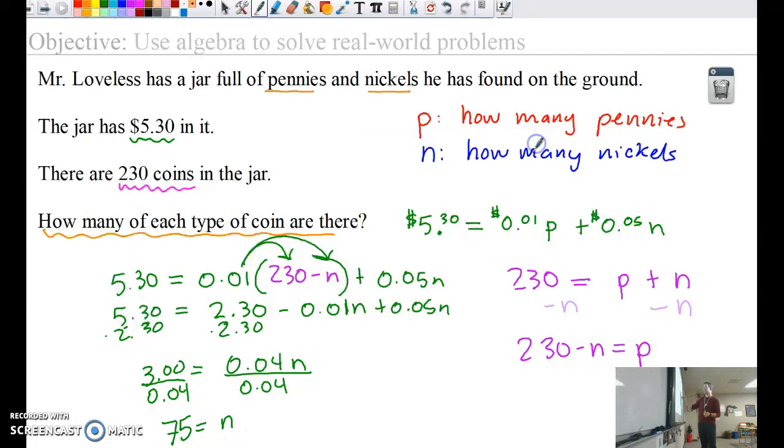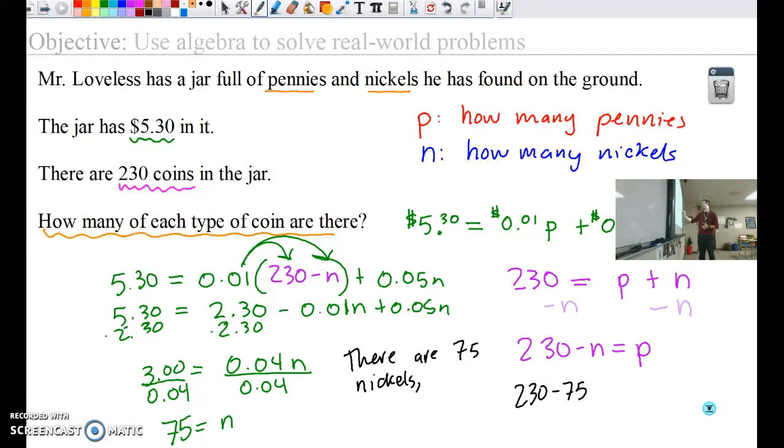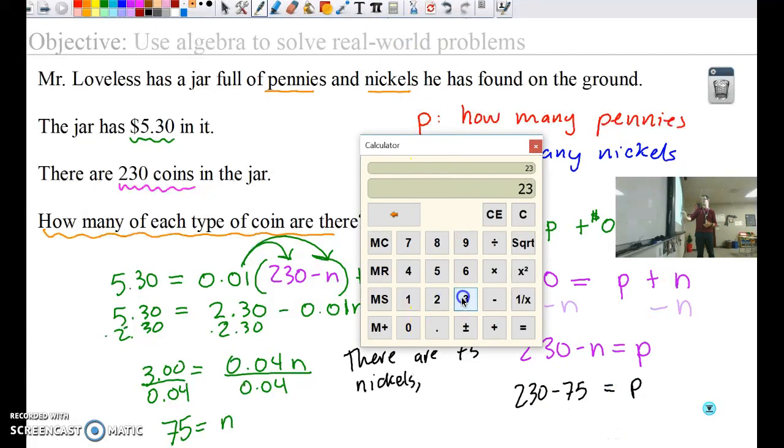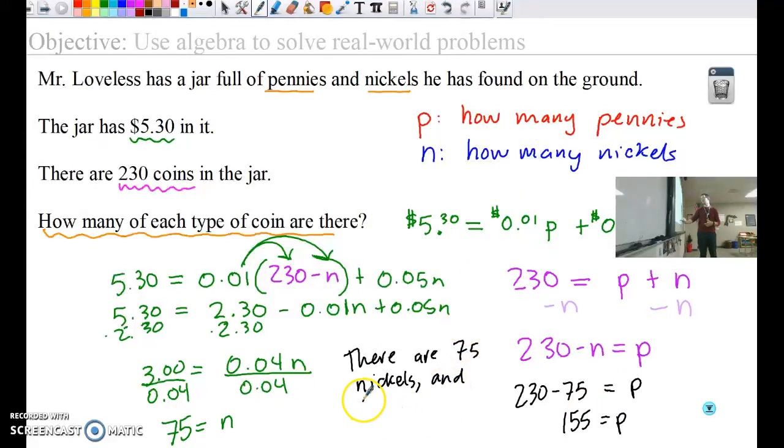What does that mean? Well, n is how many nickels there were, so there are 75 nickels, so I'm going to write that down. There are 75 nickels. How many pennies are there? Well, you know that pennies is 230 minus n, so I would take 230 minus the 75, and I'll find out how many pennies are in there. So 230 minus 75, I'm going to use my calculator just to make sure I don't mess up. 155 pennies. And we're done.